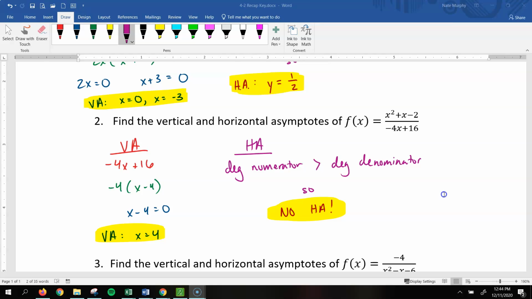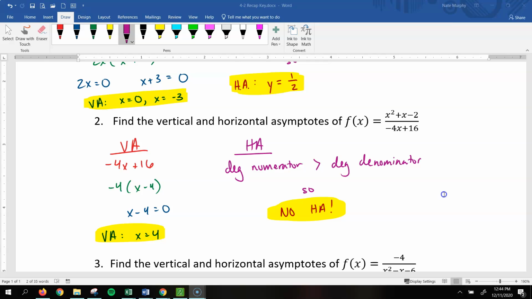Now, when we go to set these equal to 0, you only set the factors, and a factor we only get from an x. So we don't get a vertical asymptote from negative 4 because there's no x there with it. The only vertical asymptote we would get is from the x minus 4. When we set that equal to 0, we get x equals 4. So your vertical asymptote is at x equals 4.